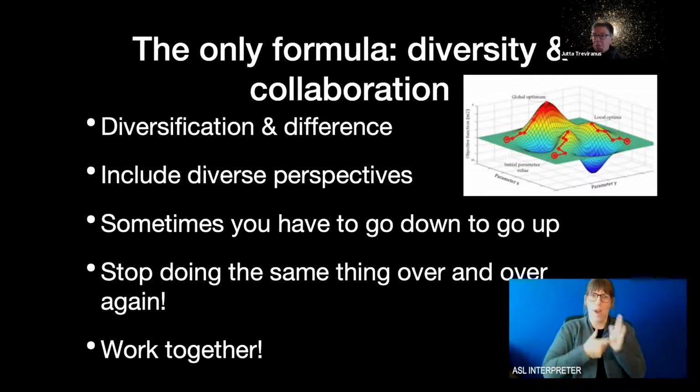We need diversification and difference. We need to include diverse perspectives. And one thing to note is that sometimes you have to go down to go up. Failure and mistakes are often the most valuable learning experience. And what we're trying to find is what is called the global optima that gets us out of that poverty trap. And we can only do this by stopping doing the same thing over and over again and by working together.